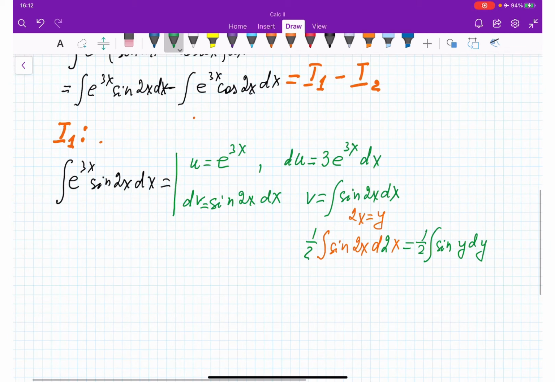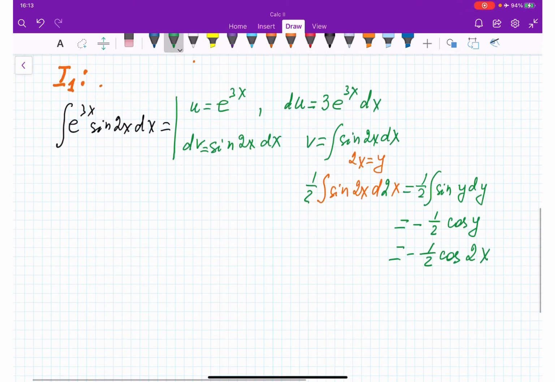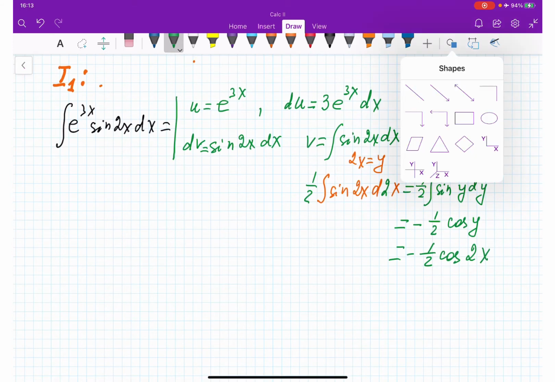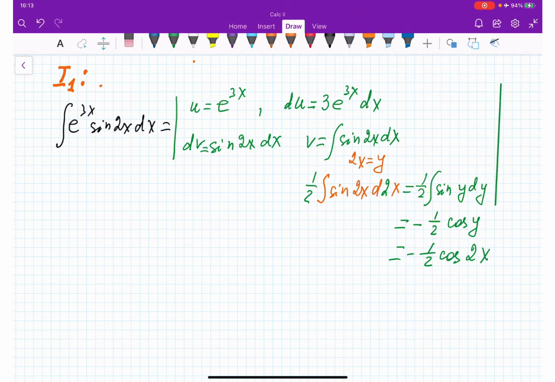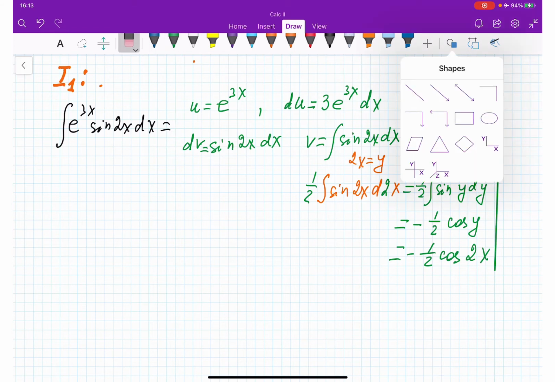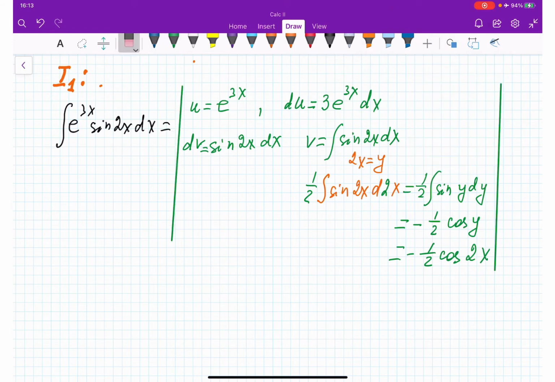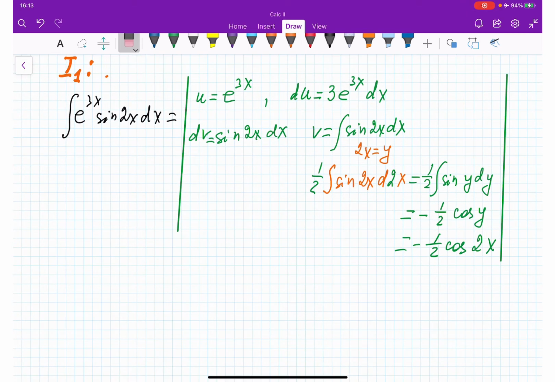And this is going to be equal to negative 1 over 2 cosine y. So cosine y is cosine 2x, which is equal to negative 1 over 2 cosine 2x. Okay? So those are the changes I made.